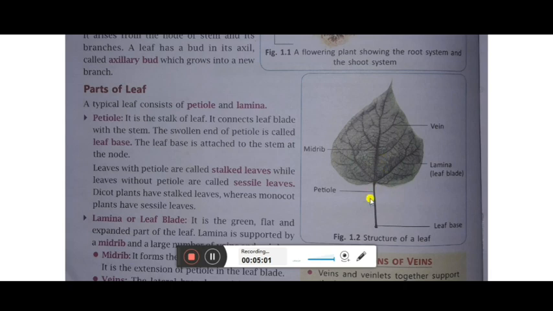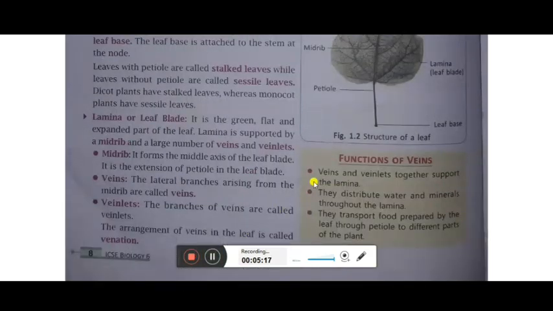Okay, further branches. And from these further branches, again there will be small veins, a thread-like structure, and that is called the veinlets. And this broader portion that is green in color is called the leaf blade, also known as the lamina. And now children, you can study the functions of the veins, what they do.